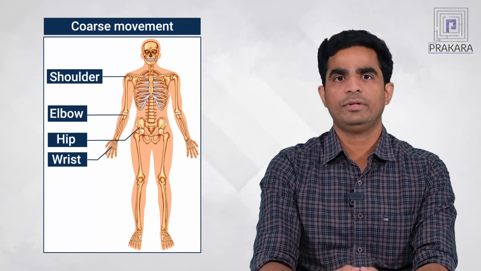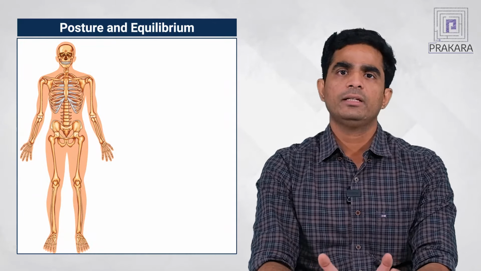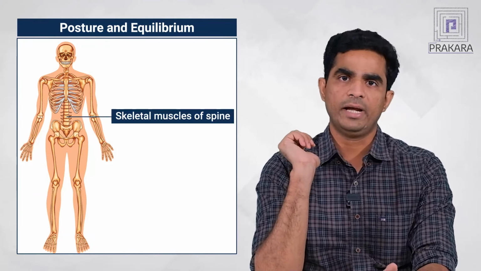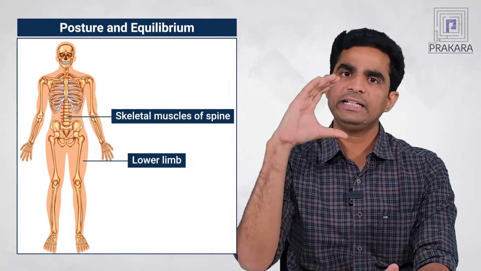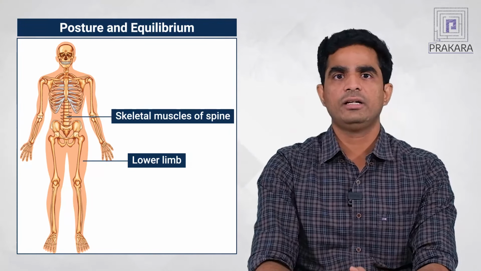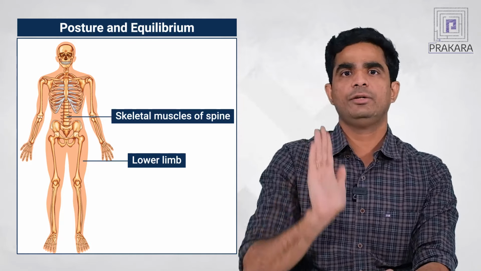These are coarse movements. Now, coming to the second function of the skeletal muscle. The second function I said is posture and equilibrium. The skeletal muscles in the back of our spine and in the lower limbs, what are they doing? They are continuously in a state of contraction and they are maintaining an erect position for us. If not for this action of the skeletal muscle, we would have fallen to the force of gravity. We would never have maintained an erect posture like this.